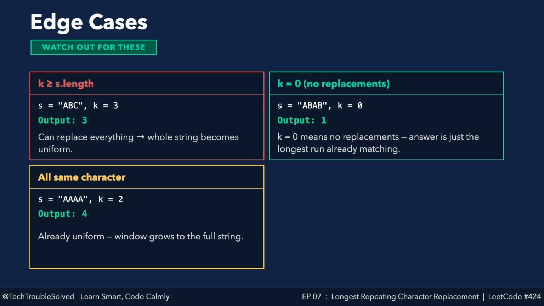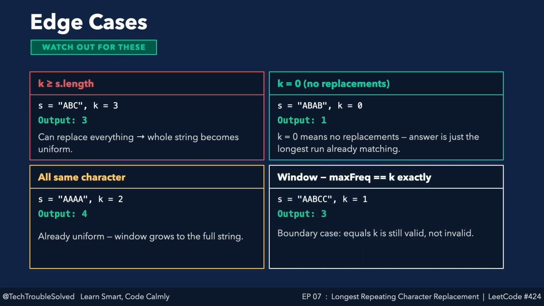And the one that actually causes bugs. Window minus max frequency landing exactly on K. The validity rule is less than or equal to K. So equal to K still passes. The window is valid. Keep growing.